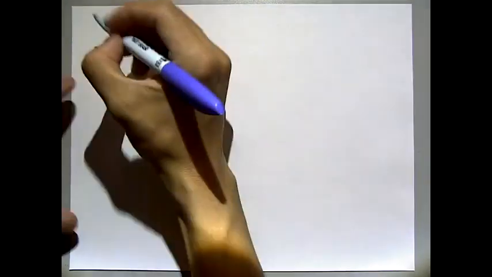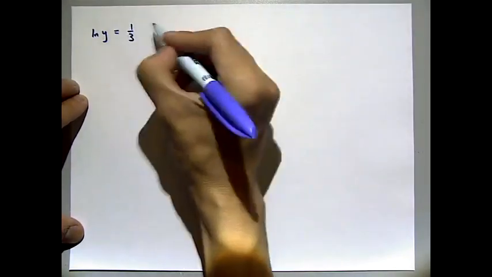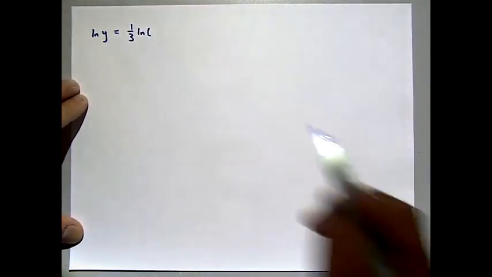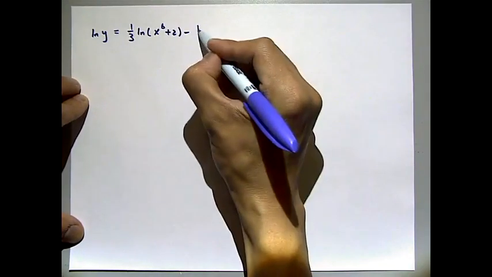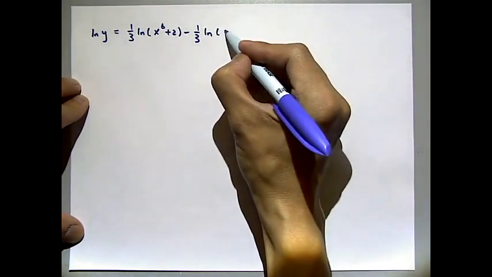Don't forget, left-hand side, all this time, is still natural log of y. Right-hand side can be written as 1/3 natural log of x to the 6 plus 2 minus 1/3 natural log of x minus 1.